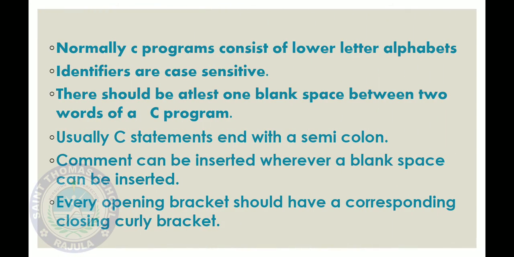Then normally a C program consists of lowercase alphabets, and identifiers are case sensitive. Means normally you have to write everything in small letters. There should be at least one blank space between two words of a C program. Okay, a single space should be there. Usually C statements end with a semicolon. Remember, the semicolon must be there after most of the statements.